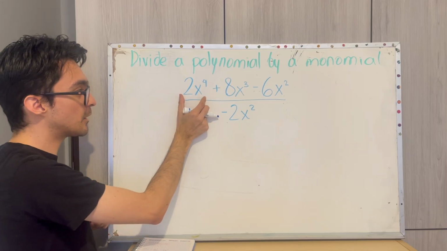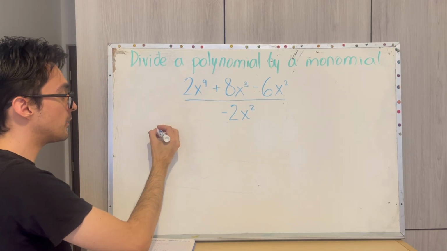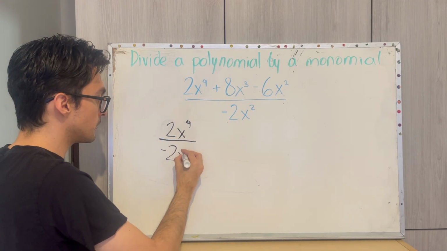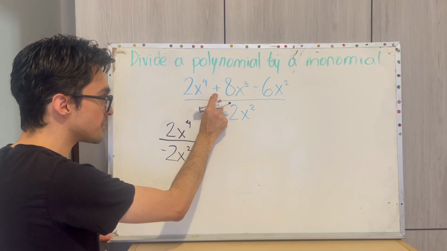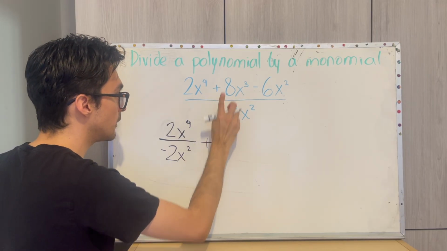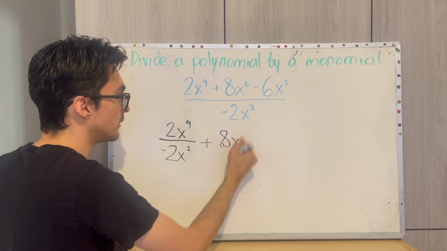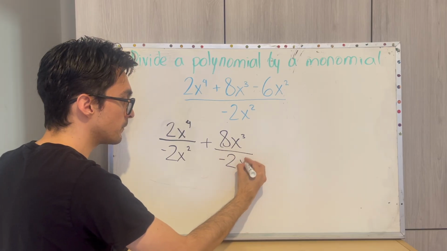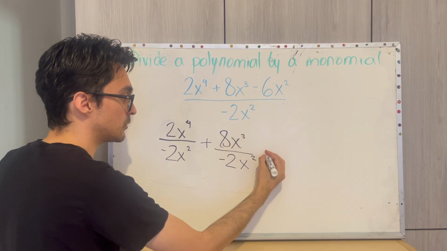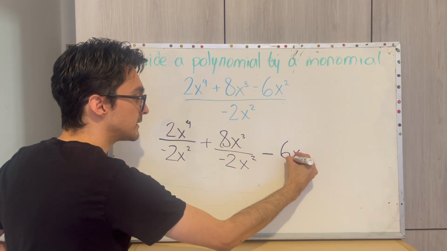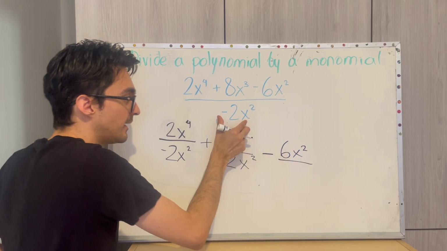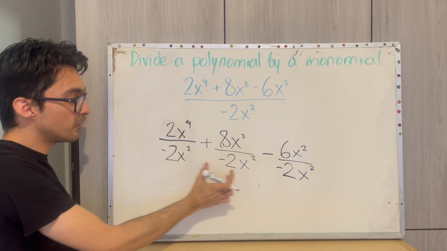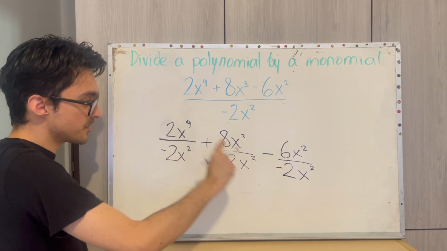My first term in this polynomial would be this one right here, so it would be this one divided only by this. I go ahead and I pay attention. I should be very careful with the signs. Plus 8x cubed, only this term divided by this. And finally, minus, so put a minus right here, 6x squared divided by the same thing here. Now we're going to solve each of these three new divisions separately.